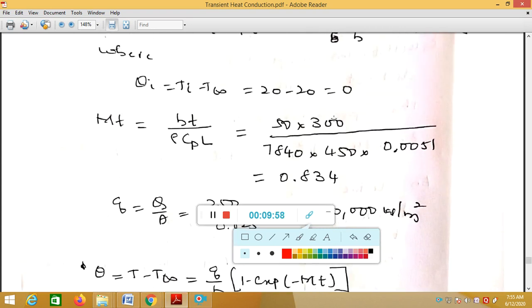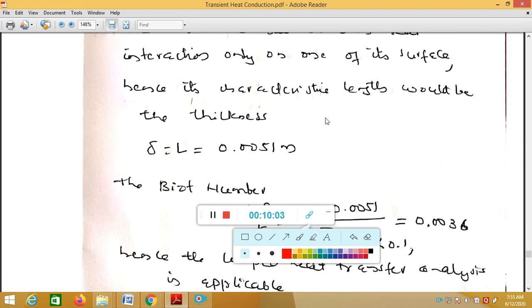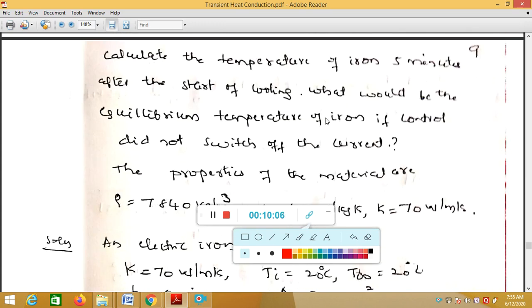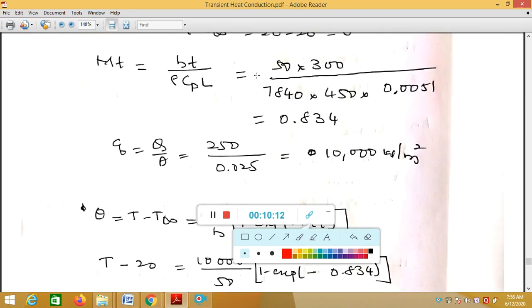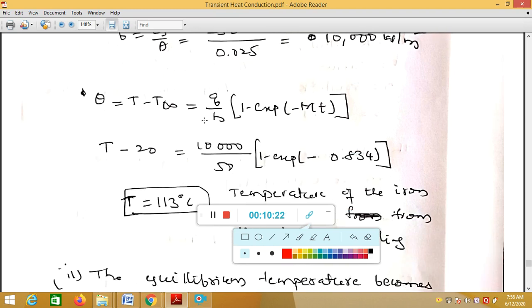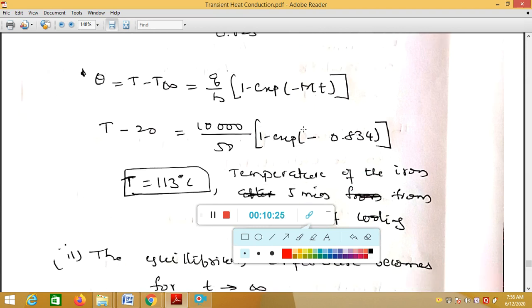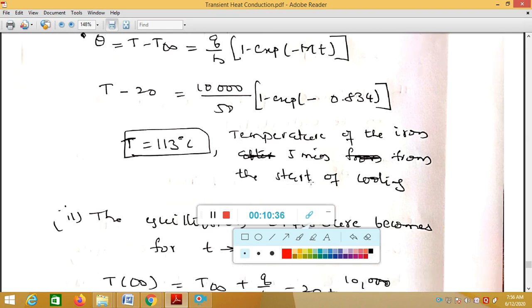The time he is asking for is the time taken by the base of the iron to reach a temperature after 5 minutes. Substituting the value of t as 5 minutes, which is 300 seconds, you will get the value of mt as 0.834. Then T minus T infinity equals 10,000 by 50 into 1 minus exponential of minus 0.834. We will get 113 degree centigrade as the temperature of the iron 5 minutes after the start of heating.